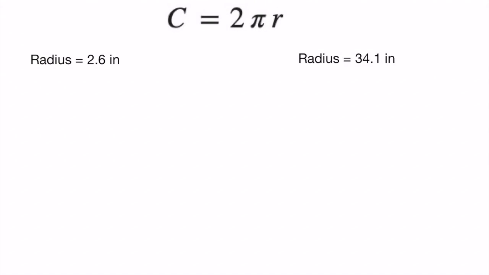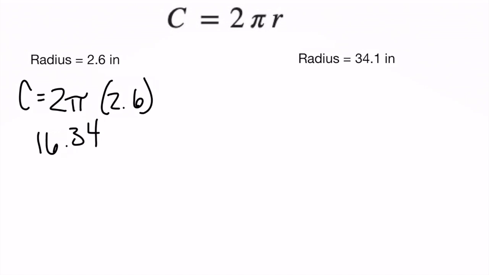In these problems, we don't have a picture. We're just given the radius. It says, here's the radius, find the circumference. These are actually pretty easy because all you have to do is just plug it in. 2 pi times 2.6, straight up, just like that, will give us 16.34 inches.